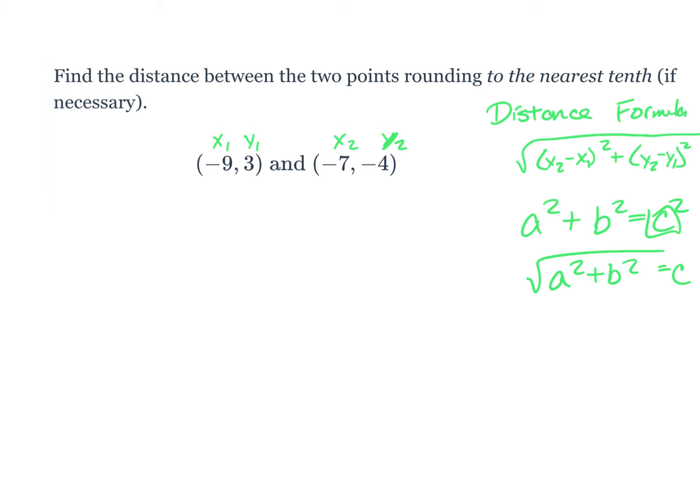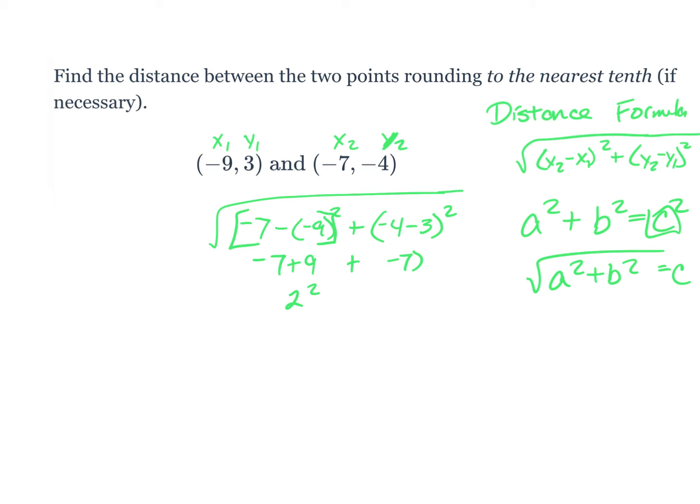So what I'm going to do is x2 minus x1. Make sure you're very conscious of your signs, squared. Use brackets, whatever you want to use. Plus y2 minus y1 squared. So what we end up with here is negative 7 plus 9, which is a positive 2.